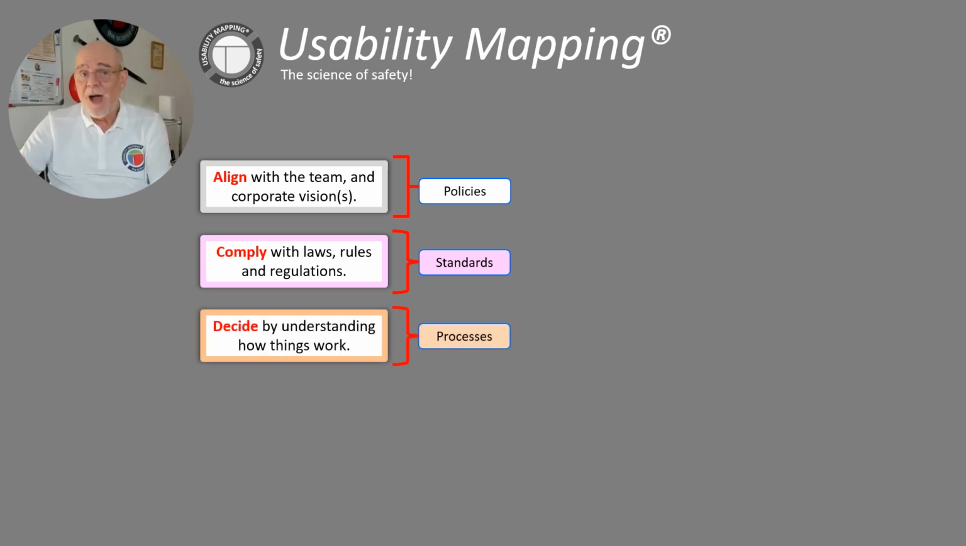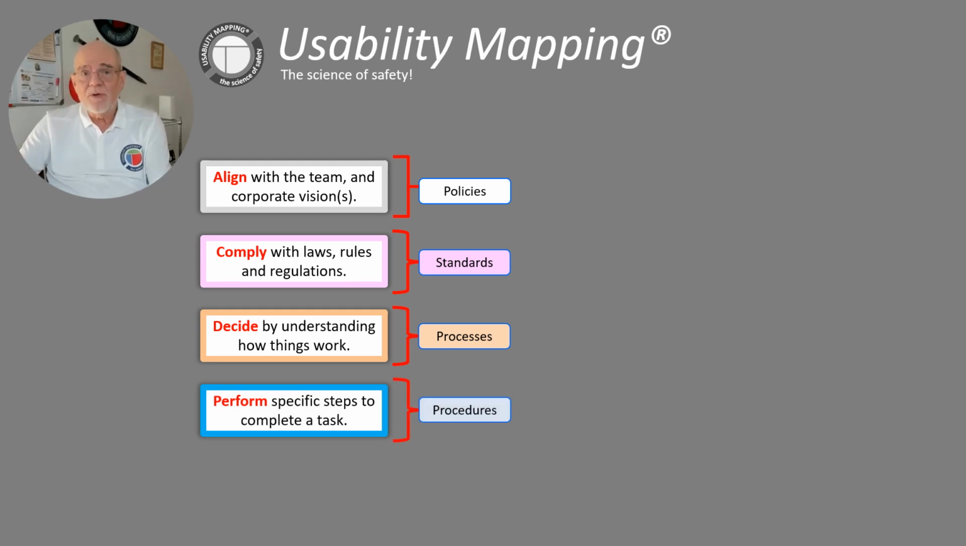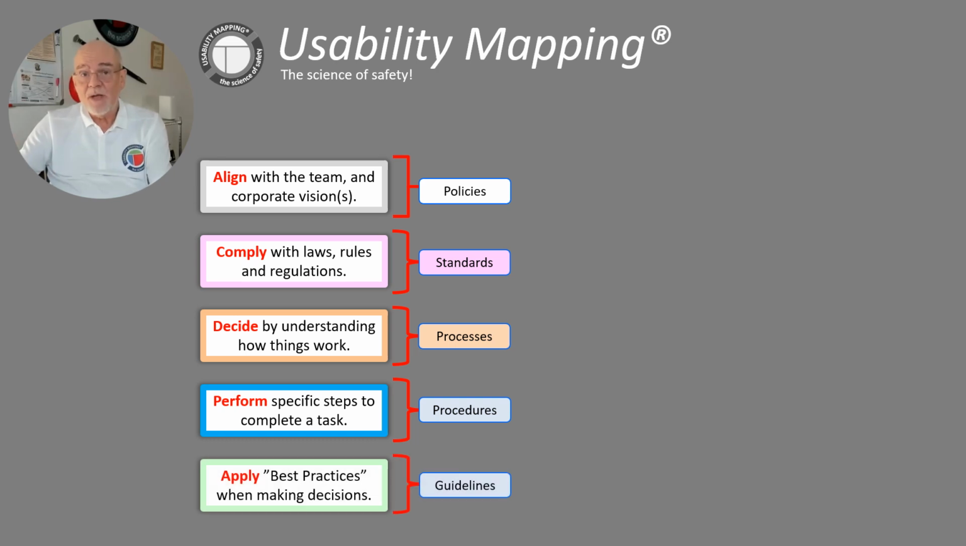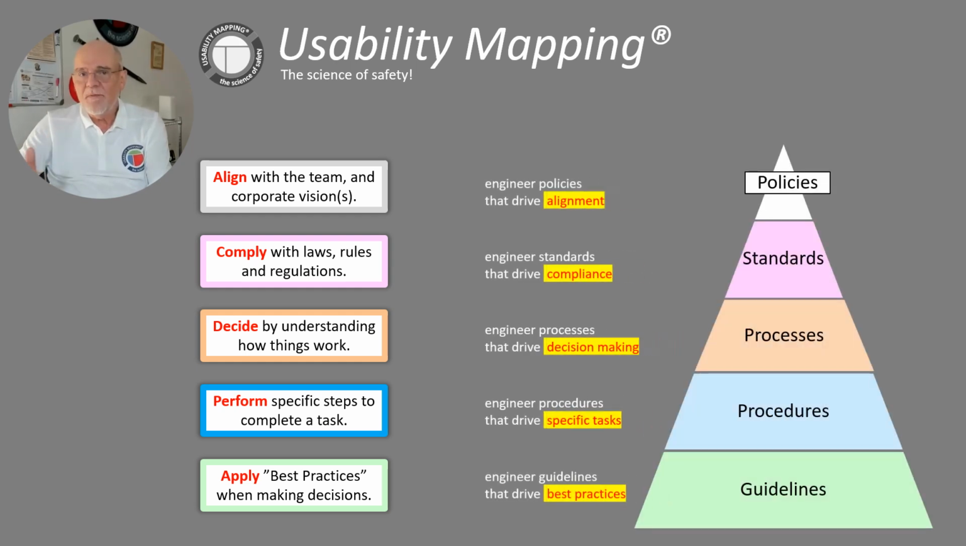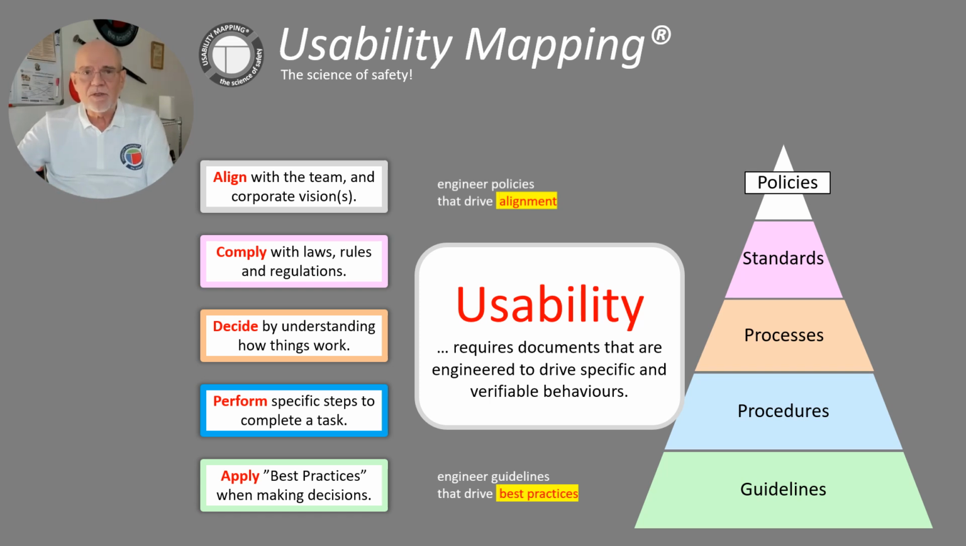Decision-making behaviors require an understanding of how things work. For that, we create processes. We must engineer processes to drive decision-making behaviors. Task and performance behaviors are driven by procedures or work instructions. We must engineer procedures or work instructions to drive task behavior. Apply best practice behaviors to optimize human performance. These behaviors are supported by guidelines. We must engineer guidelines that drive best practice behaviors. So to make usability mapping work, we must engineer documents that drive specific and verifiable behaviors.